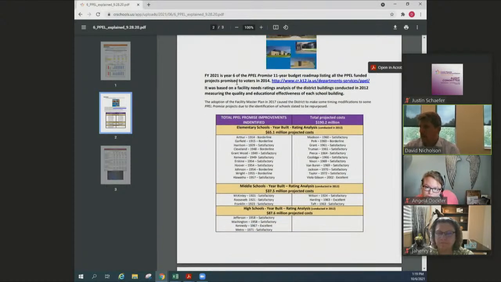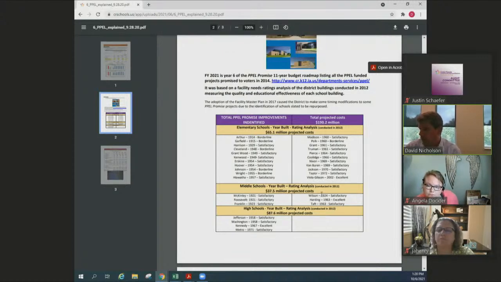And the plan was based on facility needs and ratings analysis conducted in 2012. When the facility master plan was looking at data, that's what they used to help determine. This is kind of what the committee went through, looking at each of the conditions of our school district. You can see the years they were built for all our elementary schools and what kind of condition they were in, whether borderline, satisfactory and whatnot, and they did the same thing with the middle schools and high schools.